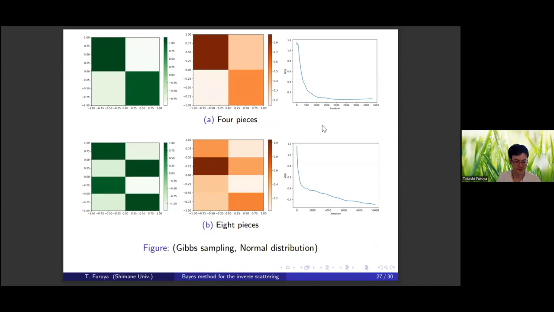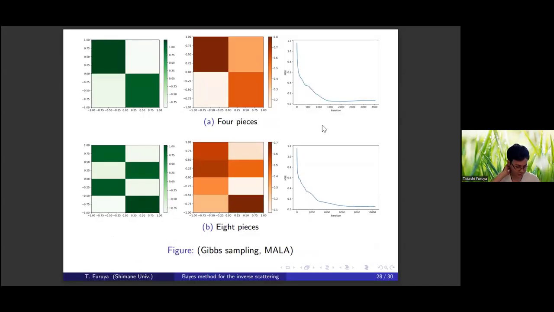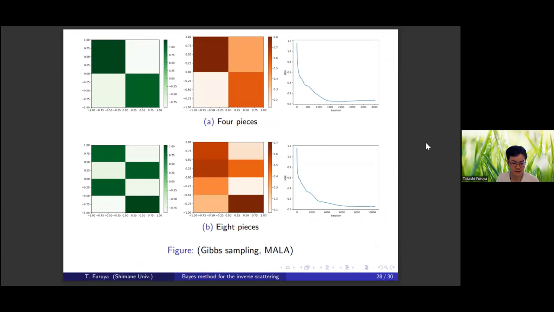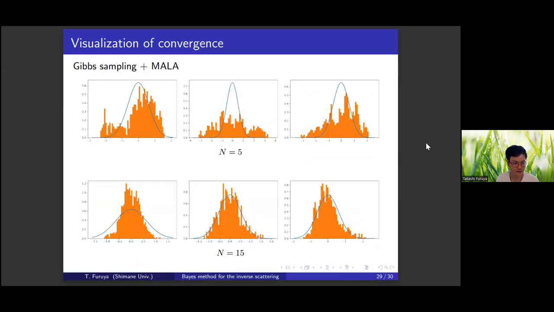The third one is Gibbs sampling and the normal distribution. And the fourth, last one is Gibbs and the Mara. You see in the error graph that the final one, Gibbs and the Mara, is better. And finally, I would like to visualize the convergence of the distribution, using Gibbs sampling plus the Mara.